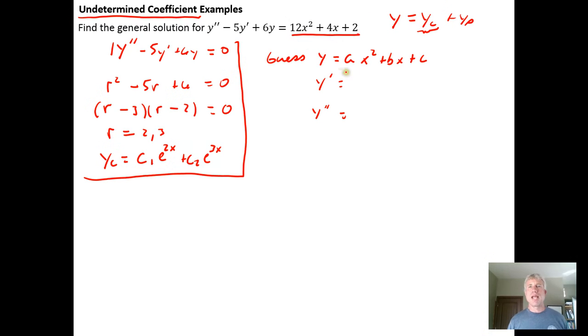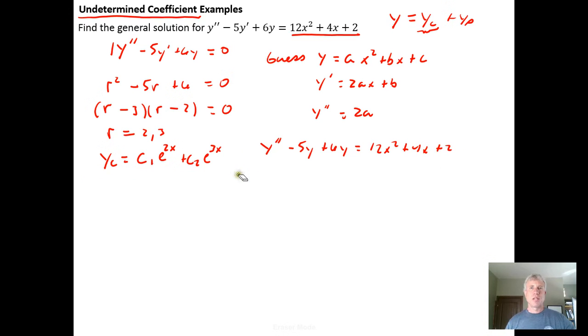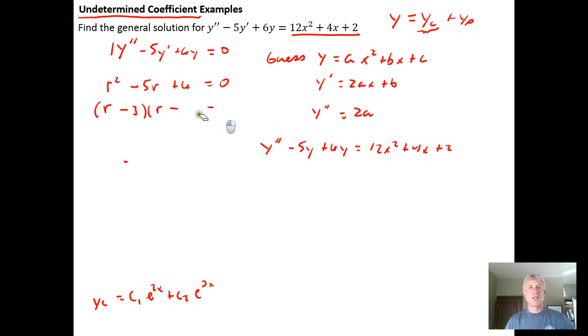So what we're going to do then is take the first and second derivative of our guess, which is a second degree polynomial. So we get 2ax plus b, and then we take the second derivative, which is just twice a. Now what we need to do is plug these into our differential equation. So our differential equation was y double prime minus 5y prime plus 6y equals 12x squared plus 4x plus 2. And I'm going to tuck this complementary solution out of my way. y complementary is c sub 1 e to the 2x plus c sub 2 e to the 3x. That way I can get rid of the work that I did to come up with that, so I've got space on the board to write.